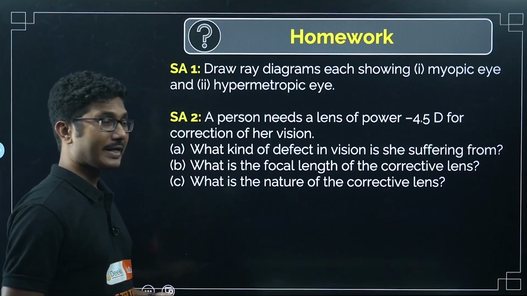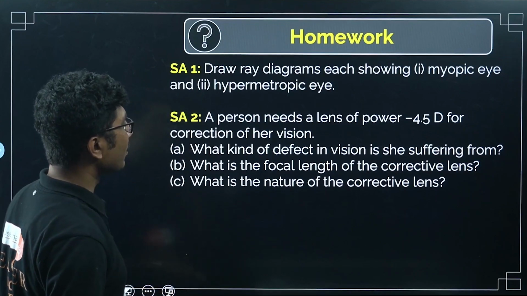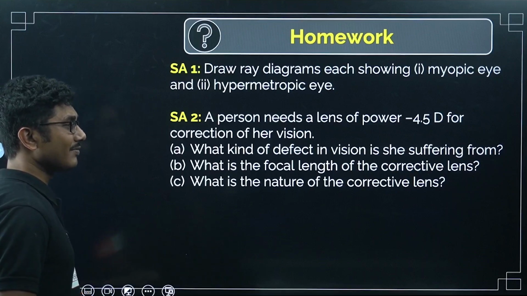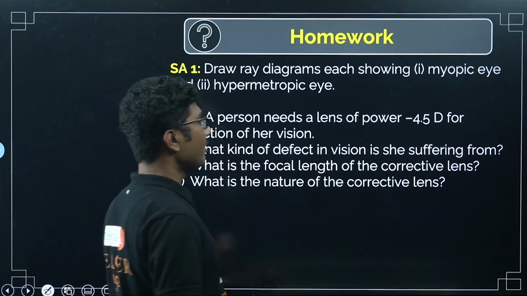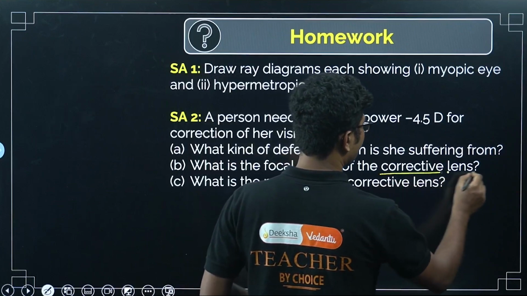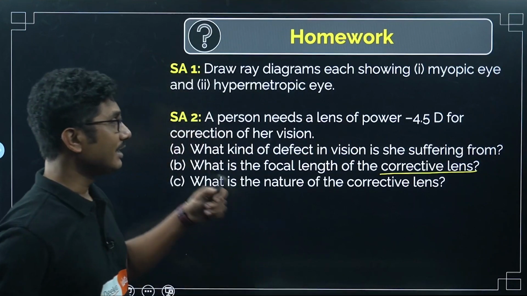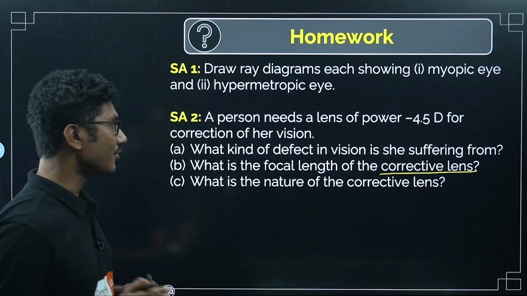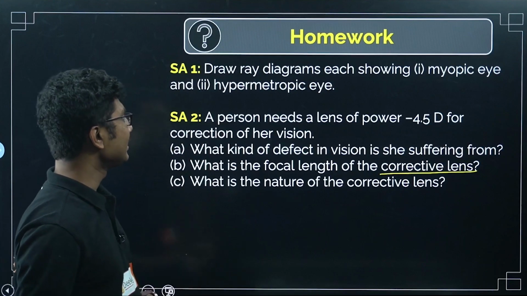So this is kind of a case based question. What is the focal length of the corrective lens? What is the nature of the corrective lens? So this is a kind of complex question, because this question requires knowledge of lenses as well. But not difficult, easily solvable. So you can answer this.